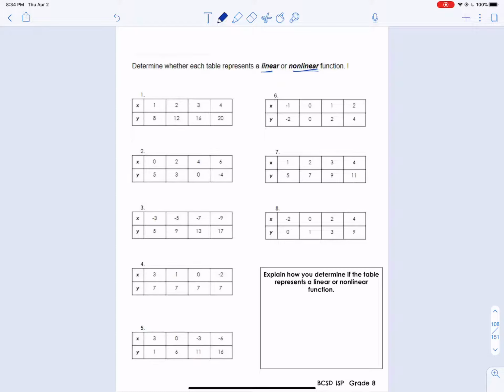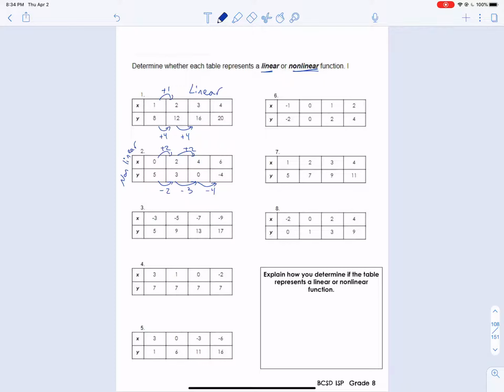Okay, so let's take a look at number 1. So looking at the x values, they are increasing by 1 all the way. On the y value, we are increasing by 4, and then increasing by 4, and then increasing by 4. So this is linear. Okay, constant rate of change, linear. All right, number 2, x's are changing by 2, by 2, by 2, and then the y value is -2, -3, -4. So this is nonlinear.